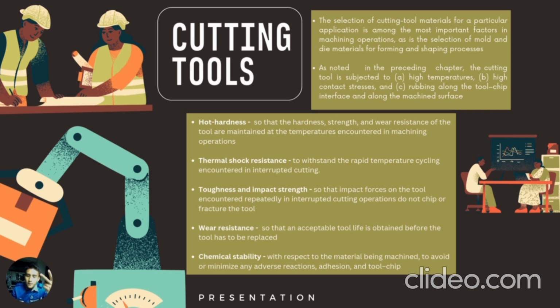Third one, toughness and impact strength, so that impact forces on the tool encountered repeatedly in interrupted cutting operations do not chip or fracture the tool. Fourth one, wear resistance, so that an acceptable tool life is obtained before the tool has to be replaced. And the last one, chemical stability with respect to the material being machined, so it can avoid or minimize any adverse reaction, adhesion, and tool-chip interaction.